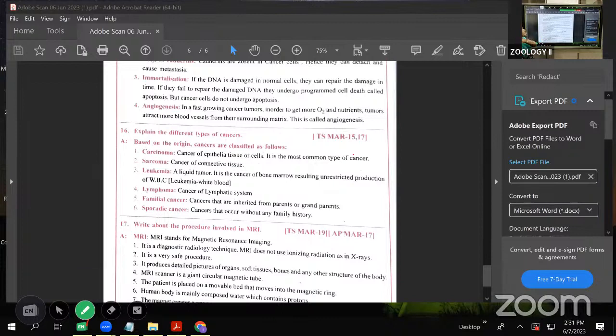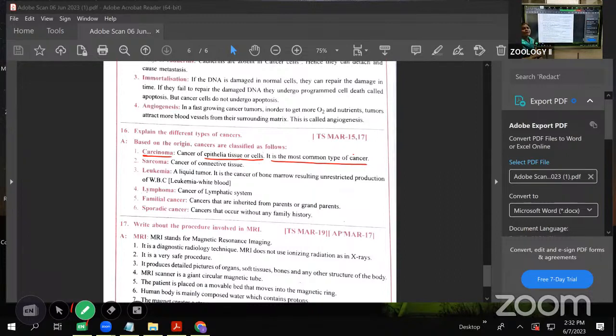Here, the first one is based on the origin. Cancers are classified by where they originate, and with that we divide the cancers into these types. First one is called carcinomas. Carcinomas are cancers of epithelial tissue or epithelial cells. It is the most common type of cancer.